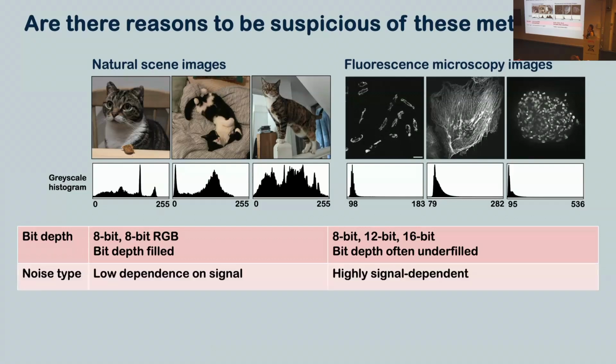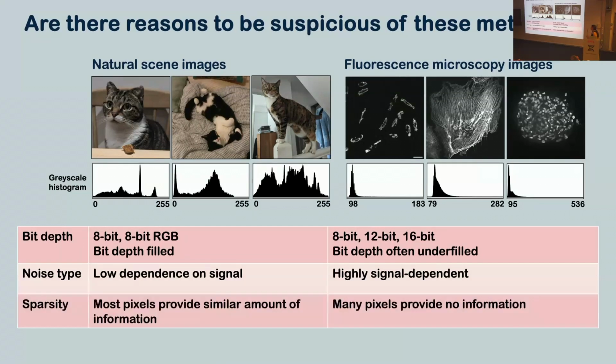We also have differences in the noise. So again, in our fluorescence microscopy images, you can really see noise, whereas in natural scene images, you don't really tend to see noise. You only see noise or artifacts if you've done something weird like compressed the image. And finally, sparsity. In my natural scene images, every single pixel in that image provides a lot of information, mainly about how cute my cats are. Whereas in fluorescence microscopy, look at all those black pixels. Sometimes 90% of the pixels in your image will just contain no information. So it's very sparse data.